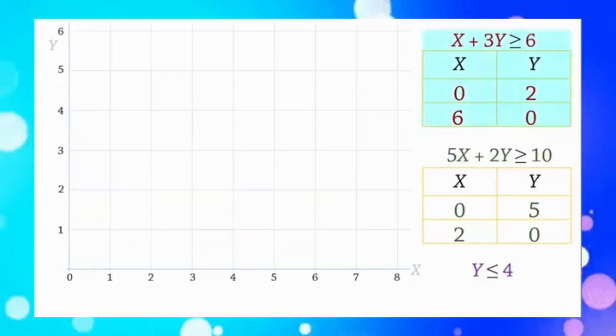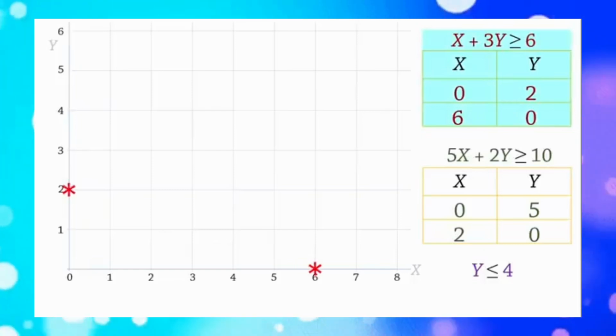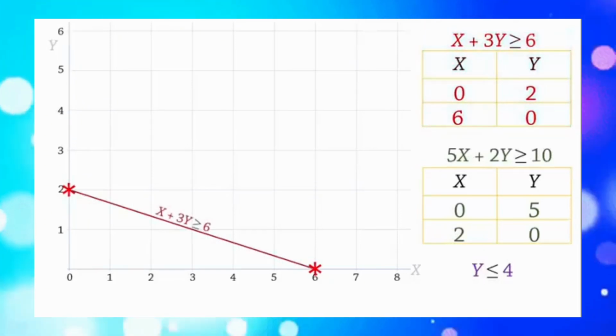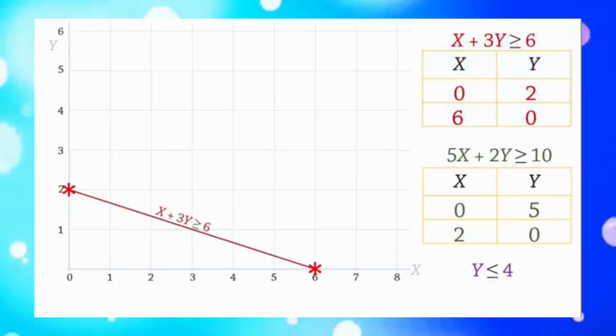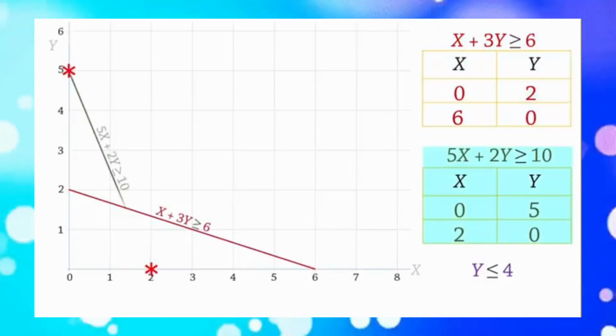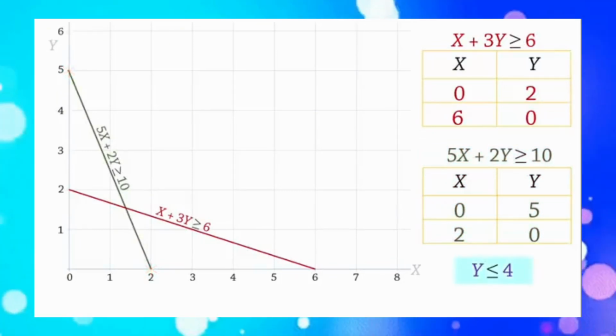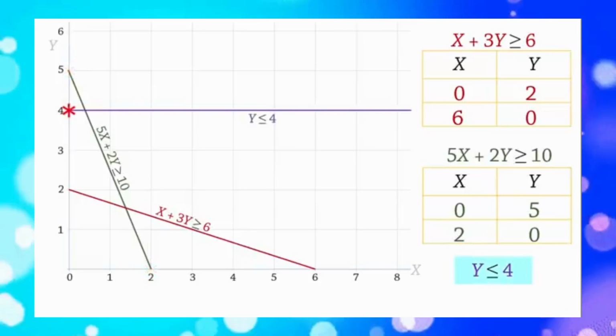So drawing the line for the first constraint, we have the points 0, 2, and 6, 0, which we join to form the constraint line. For the second constraint, we have 0, 5, and 2, 0, which we also join to form the constraint line. For y less than or equal to 4, the line is simply at y equals 4.